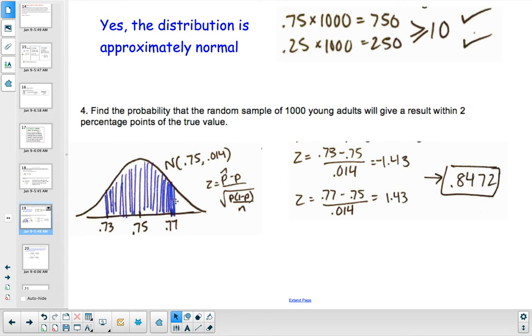When you're finding a z-score here, you're using the observation, which is a sample proportion, that 0.73, that 0.77, subtract the mean, which is p, 0.75, divide by the standard deviation. And you get those z-scores. Find the area between them, and it's 0.8472. So the probability that in a random sample of 1,000 adults we get a result within 2 percentage points of 0.75 is 0.8472.